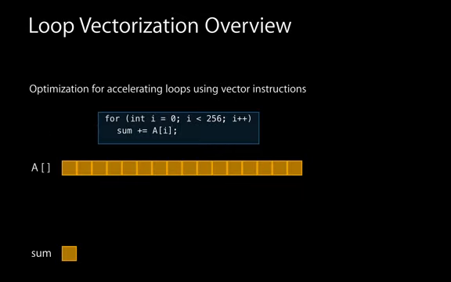So last year, with Xcode 5, we introduced a new optimization called loop vectorization. And I would like to remind you what loop vectorization is. So modern processors have vector instructions. These instructions can process multiple scalars at once. And loop vectorization is the compiler optimization that accelerates loops using these vector instructions. And let's see how it's done.